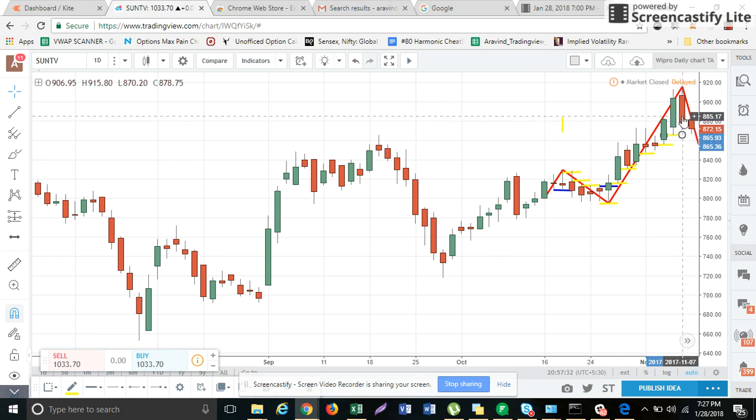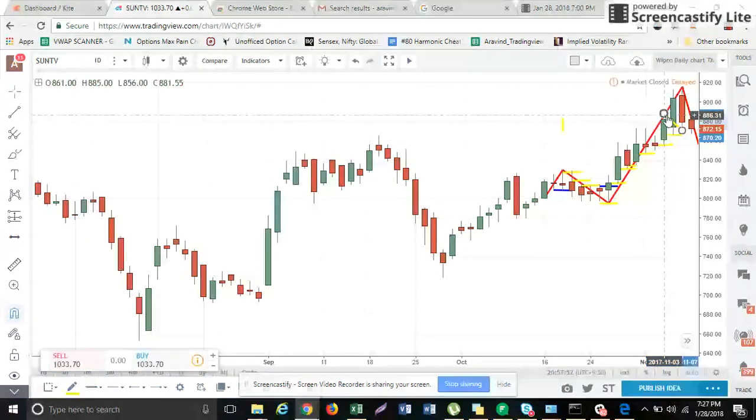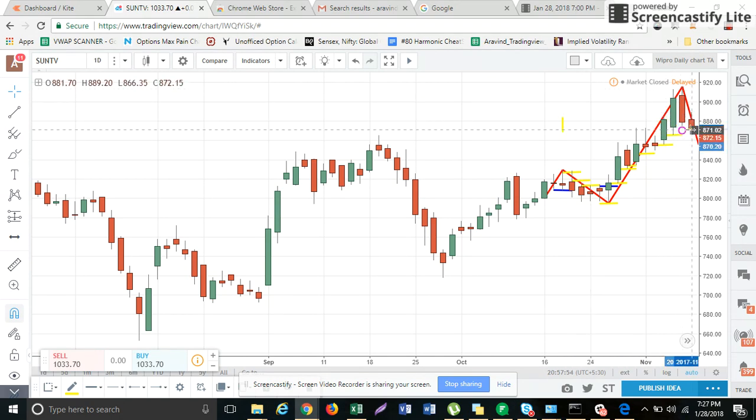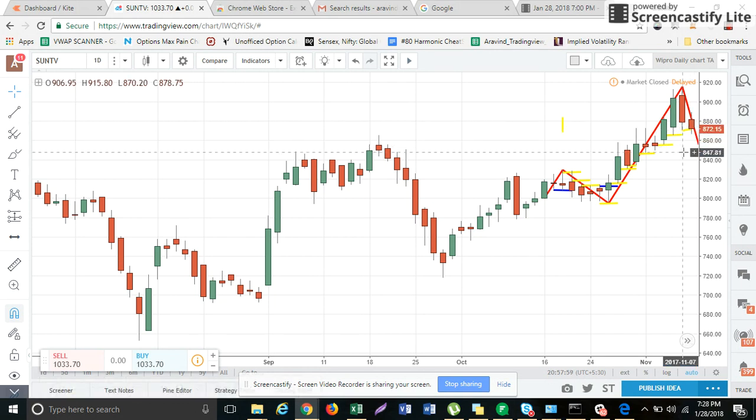And the next day, again a swing high is formed, but it was a red candle. It reversed from the swing high. So we simply update our stop loss to the low of that candle, which is 870.20. We have updated our trailing stop loss.